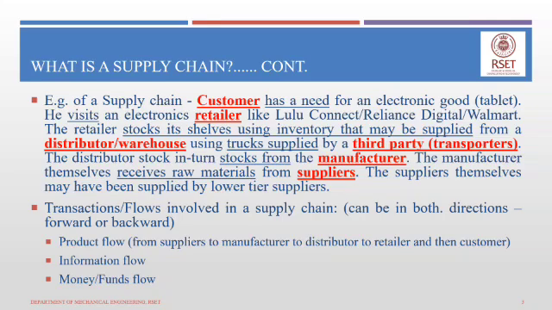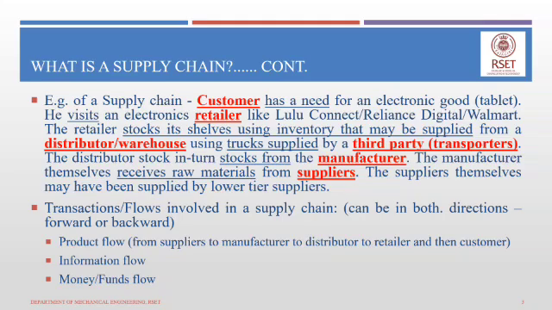Now in a supply chain, essentially there are a large number of transactions or flows involved. These flows can be in both directions. It can be either a forward flow or a backward flow. There is no specific direction. It can be in both directions.